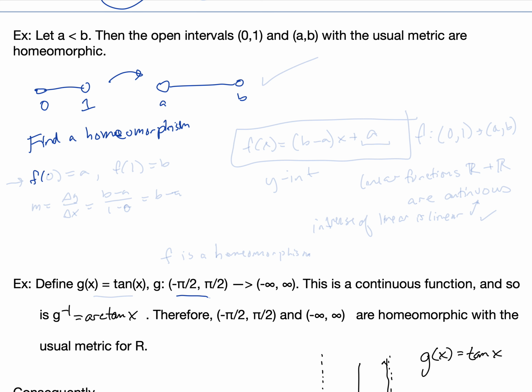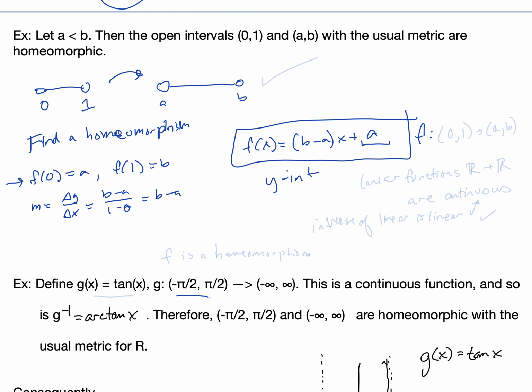So if we want f of 0 to be a and f of 1 to be b, then we can make this a linear function where our slope m is change in y over change in x. So that's (b minus a) over (1 minus 0). That's b minus a is our slope. And then we would have f of x is (b minus a) times x plus our y-intercept. We know that our y-intercept is f of 0, and f of 0 is a, so our y-intercept is a. And then that means that this is a linear function, f mapping the open set (0, 1) to the open set (a, b).